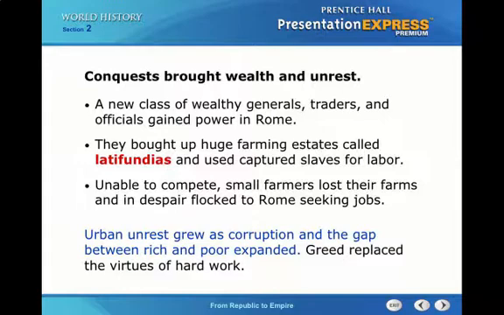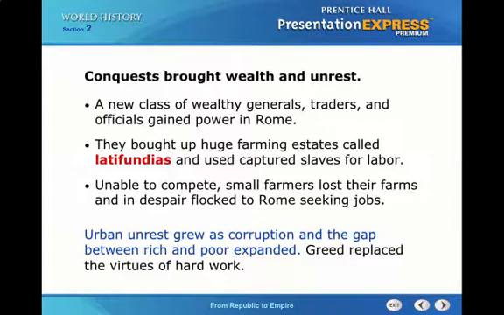And one of the other things that comes out of this is small farmers aren't able to compete with these latifundias, and you've got grains pouring in from other places, and it causes the price of grain to plummet, and these small farmers just can't compete. They lose their farms, they become unemployed, they come to Rome looking for jobs. And now you have a whole group called the proletariat, these urban homeless people who are just itching for problems. They want jobs, they can't find jobs, and there's unrest growing as corruption and the gap between the rich and the poor expanded.